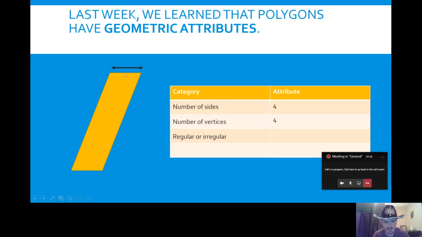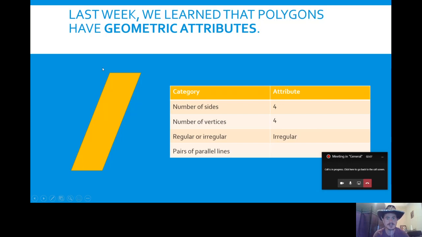So I see this side is short, and then it has some long sides too. It has 2 long sides and 2 short sides. So we know that this polygon cannot be regular. So we would call it an irregular polygon.